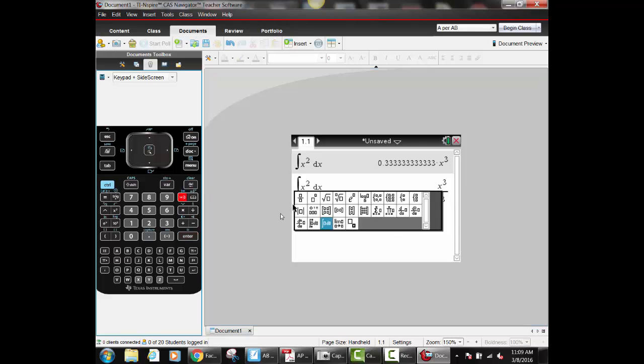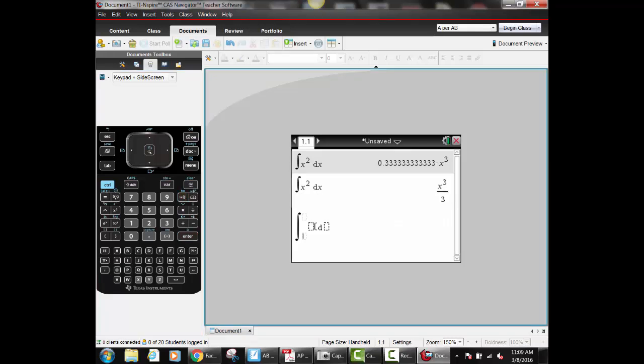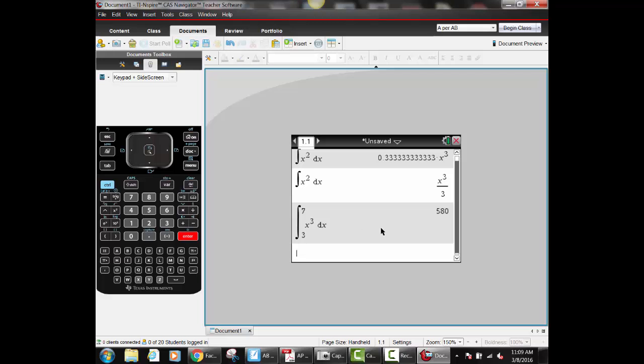If I want to do a definite integral with the calculator, then you'll have the definite integral from, let's say, 3 to 7 of, I don't know, x cubed dx. Now, you and I know that if we actually integrated x cubed dx, we get x to the 4th over 4. If we then replaced x by 7 and then minus, replaced x by 3 in that answer, we would get 580. So you will get a numerical answer.